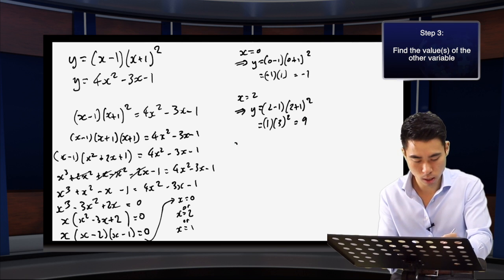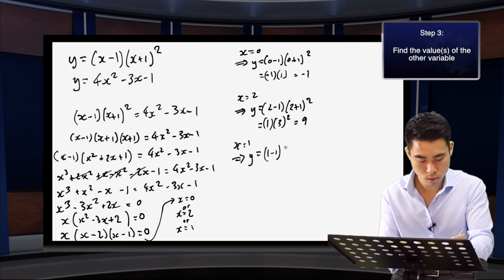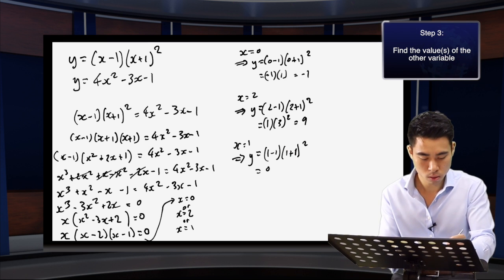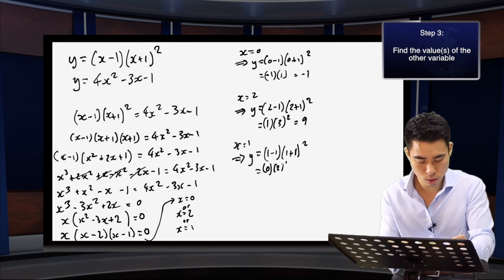And then lastly, x equals 1. y equals 1 minus 1, 1 plus 1, all squared. In other words, 0 times by 2 squared, or just 0. Remember, anything times by 0 gives me 0.